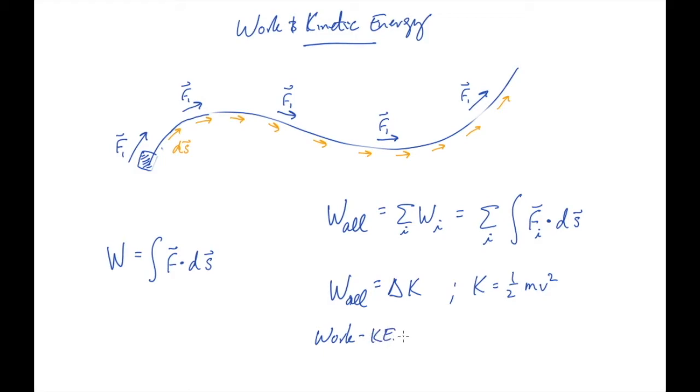I'll abbreviate it this way. It's an important one. If there's no work done on an object, no net work, there'll be no change in the object's kinetic energy, and therefore no change in its speed. If positive work is done on an object, the change in the kinetic energy will be positive, and the object's speed will go up. If negative work is done on the object, its change in kinetic energy will be negative, and the speed will go down.